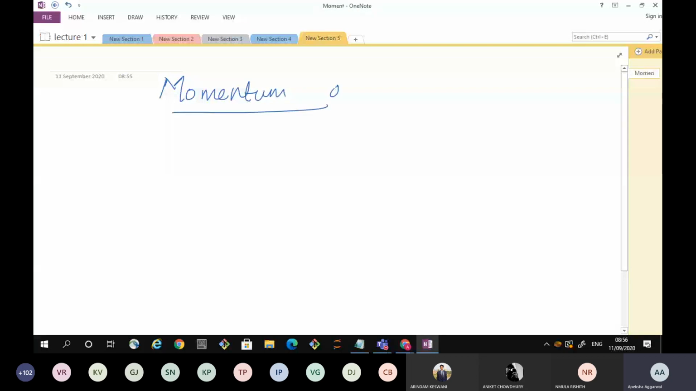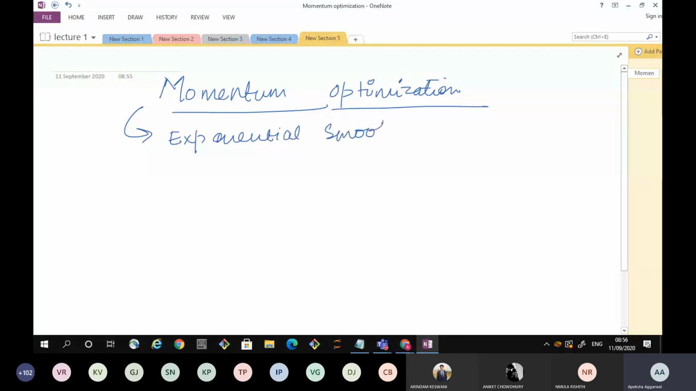The momentum optimization algorithm. So what is momentum? Basically, momentum is based on exponential smoothing. For understanding this, first of all we should know what smoothing is, then we want to know what is exponential and why we are calling it exponential.